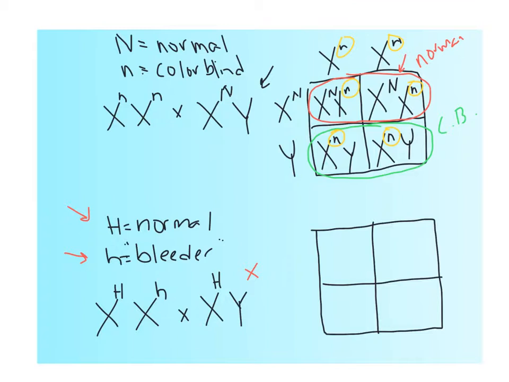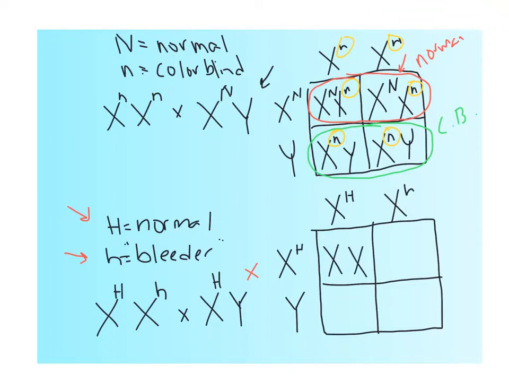All right, then it just becomes a normal Punnett square. Let's put the female on the top. X, big H, X, little h, recessive. Male on the side. X, big H, and his Y. Filling it in.